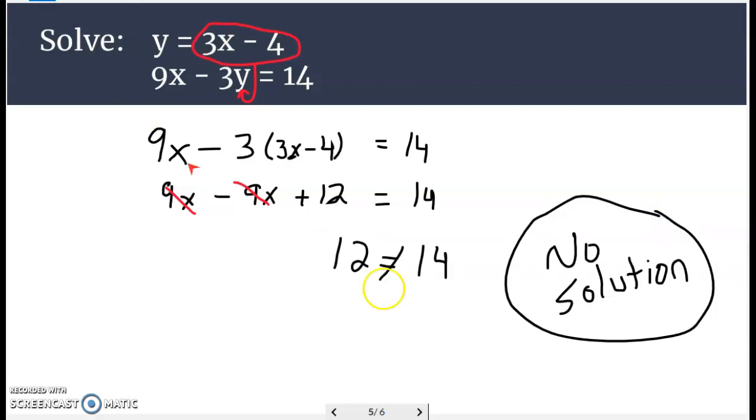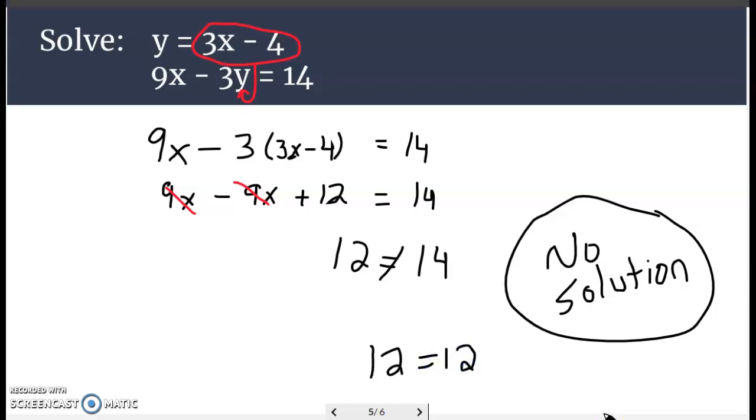Now, if this were a true statement, let me add this. If it were a true statement, say it ended up with something like 12 equals 12, we would say that is a true statement, and the answer would be all real numbers. But that's not what we got. We actually got no solution. This system here does not have a solution.